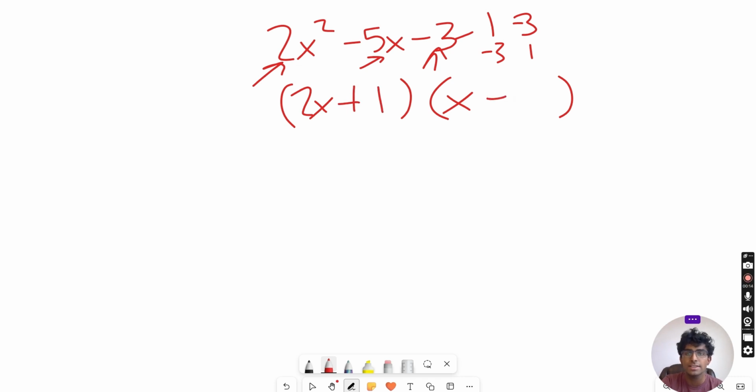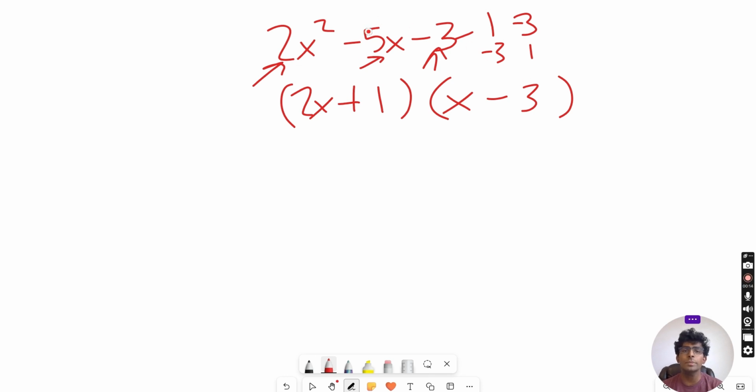So if we have it like this. And just to test it, if we had plus 1 here, it'd be plus 2 minus 3, which would be minus x, which would not work for this one. So this is how you'd factor it into 2x plus 1 times x minus 3.